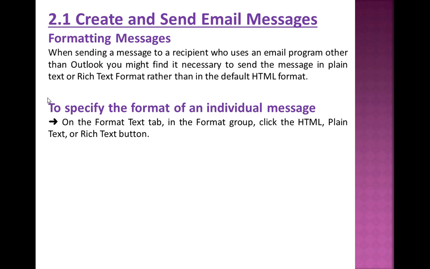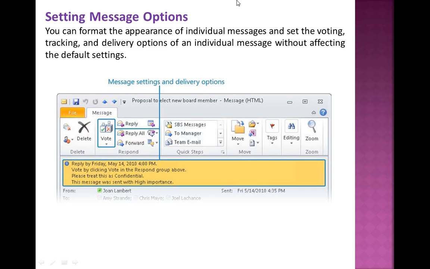So if you are sending a message and the receiver is using an email program other than Outlook, then prefer to use either plain text or rich text rather than the HTML format. Then how to specify? On the format text tab in the format group, click the HTML, plain text or rich text button. This is the setting message option. This is how we can set. You can opt for either option.